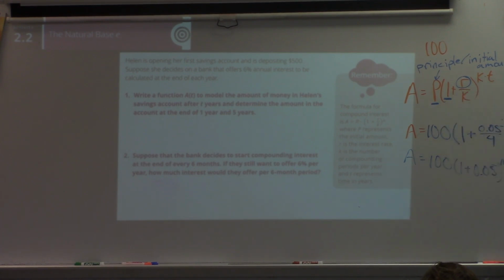So, what about if I do it monthly? What will happen? Will I get more money? Yes. Let's look at just 1 year, but investing monthly. Just 5% still. Investing monthly. What am I looking at?